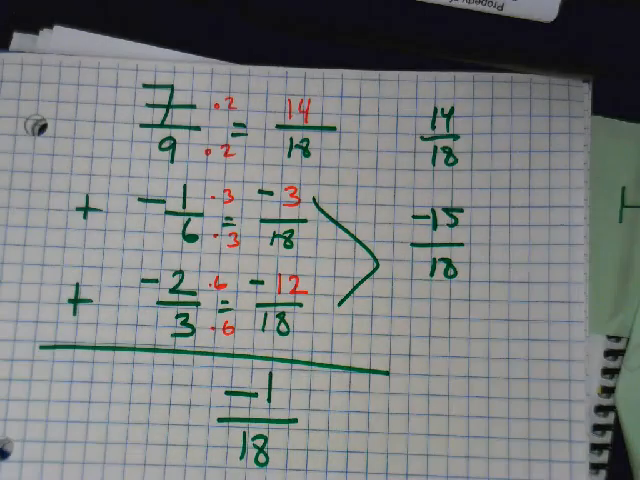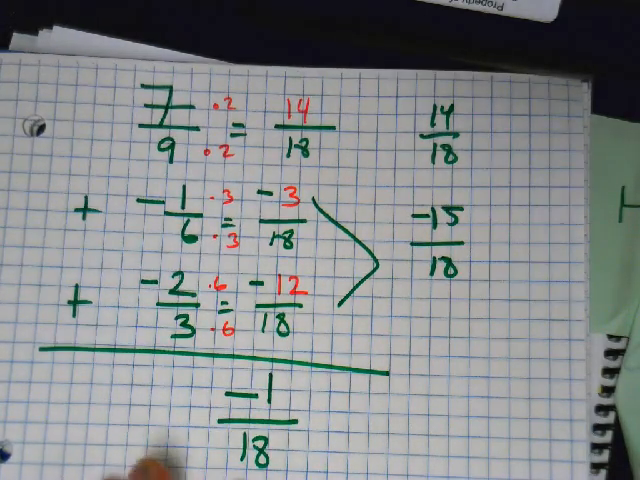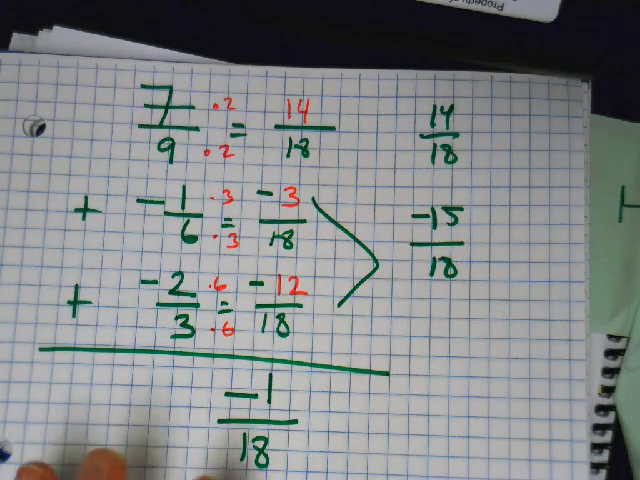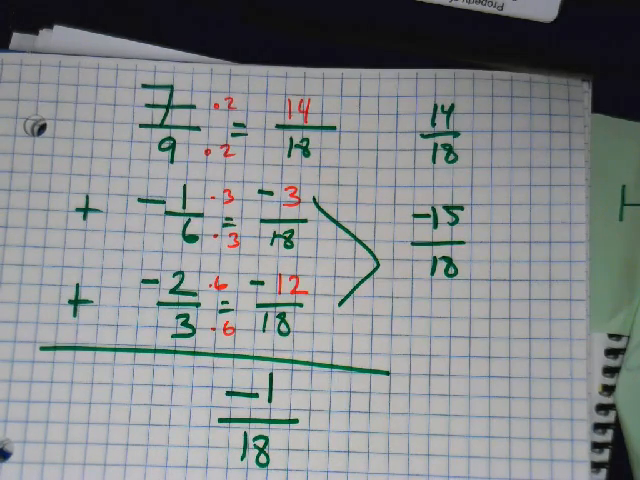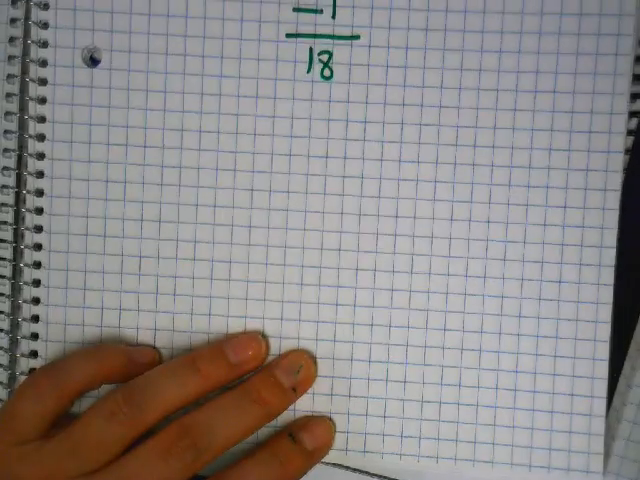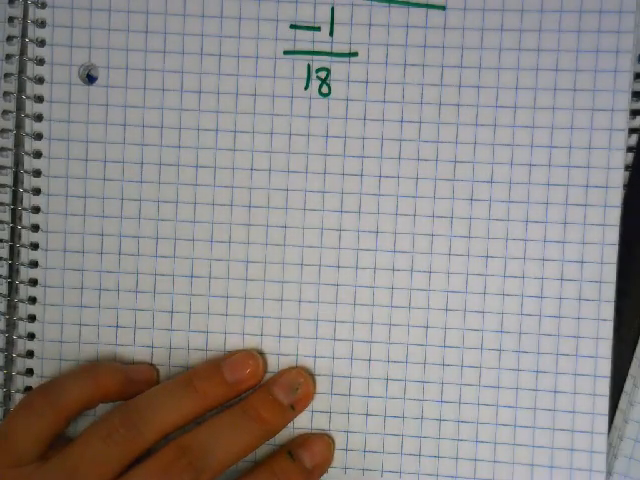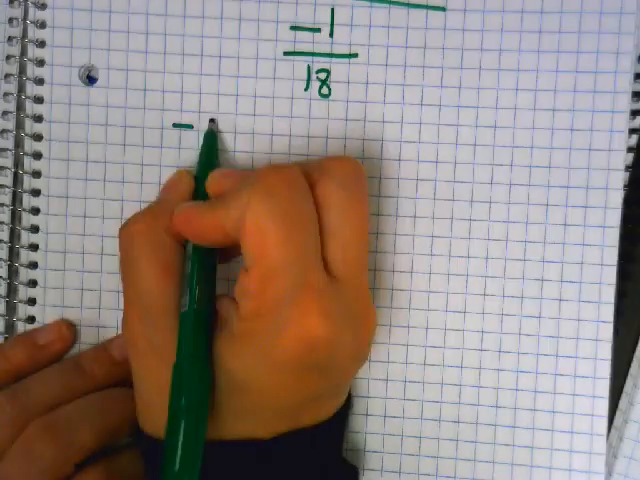How many of you got -1 over 18 before we did? Good. Very good. I got 5 over 18 for the first one, because I didn't see the second negative. Good, as long as you can catch your mistakes before you plug them into the test. All right. Let's do another one like that. They're easy. As long as you have common denominators, it's easy.